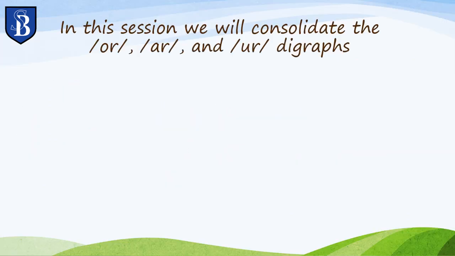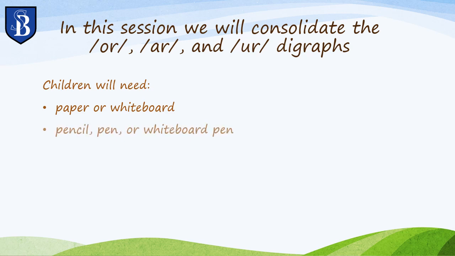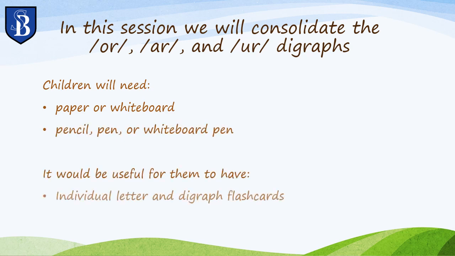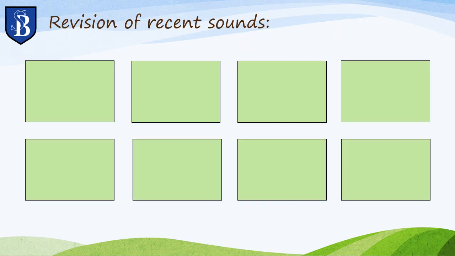Today we're going to be consolidating the or, ar and ur digraphs. As always, children are going to need some paper, their learning book or whiteboard, something to write with, so a pencil, pen or whiteboard pen, and it would be useful for them to have access to some individual letter and digraph flashcards or some magnetic letters if you have them available.